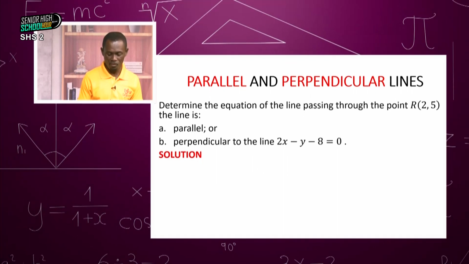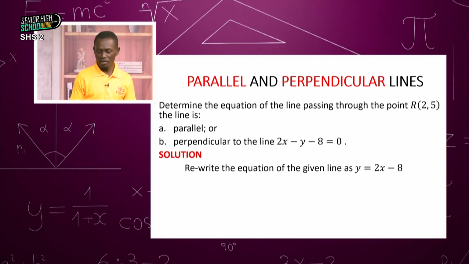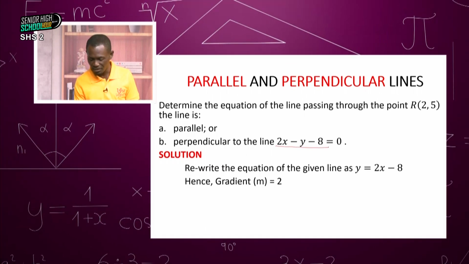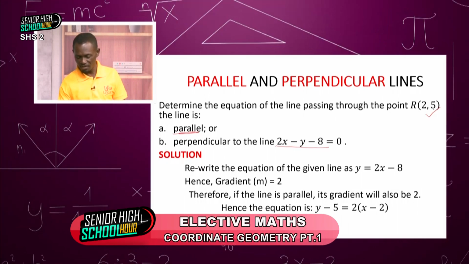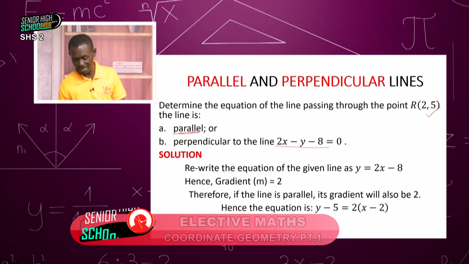Let's do a quick one here. So, if I rewrite, I have my gradient as 2. Now I want to find another line parallel to this line passing through that point. If this is true, then the gradient of the line I'm about to find must also be equal to 2 because they have to be parallel. So I just put them in. Remember our equation: y minus ya equals 2 multiplied by x minus xa.